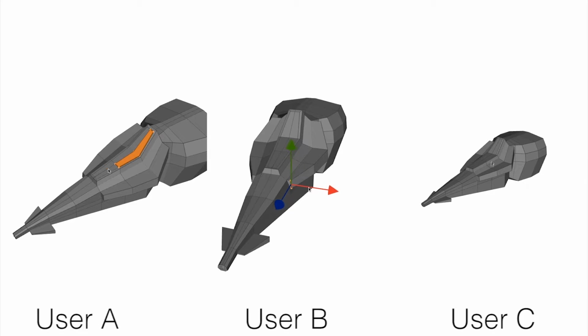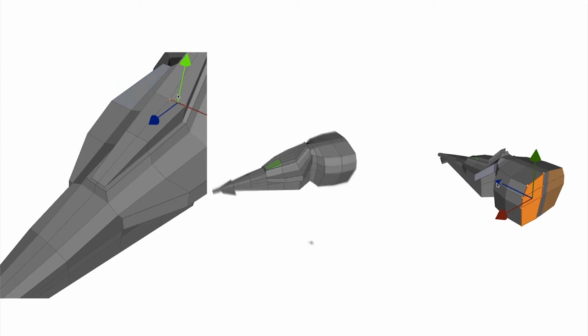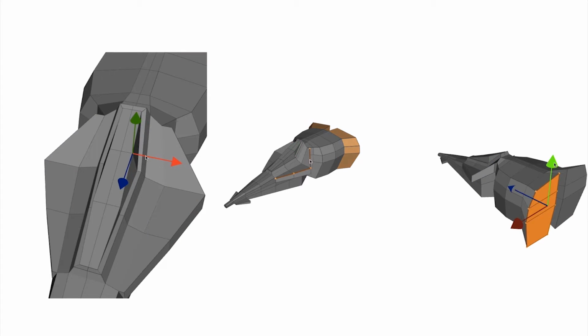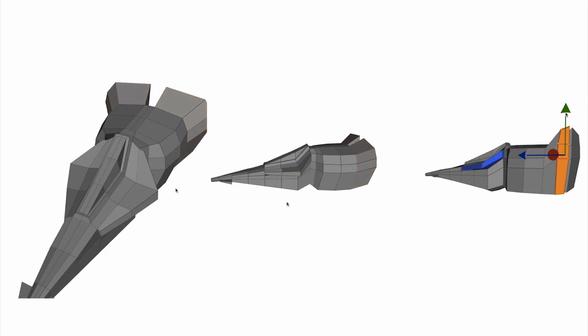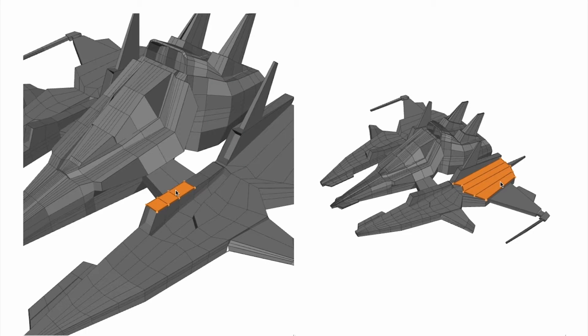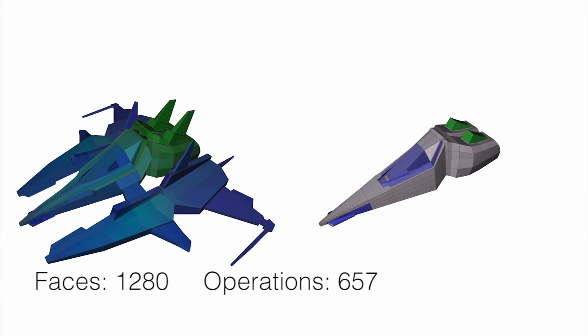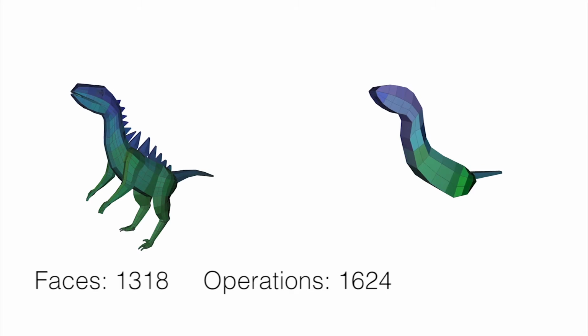New users can join and leave the modeling session at any time. Here we show the model being completed. We tested our prototype by collaboratively modeling various objects from scratch. Colors indicate users: green for user A, blue for user B, cyan for both.